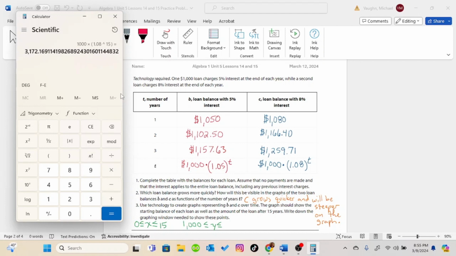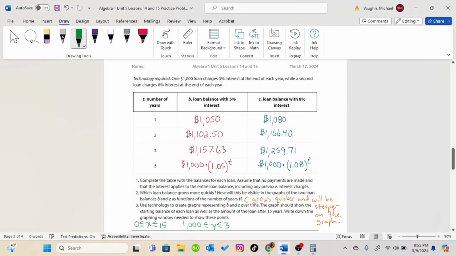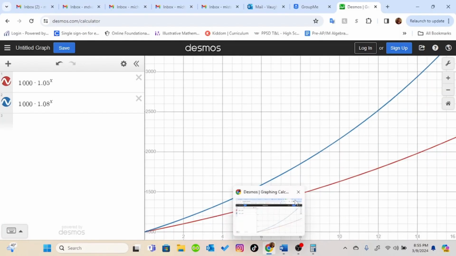And we could see that the balance would reach 3,172. So a safe window to set that at might be 3,200. That will make it tall enough to fit in all the points.